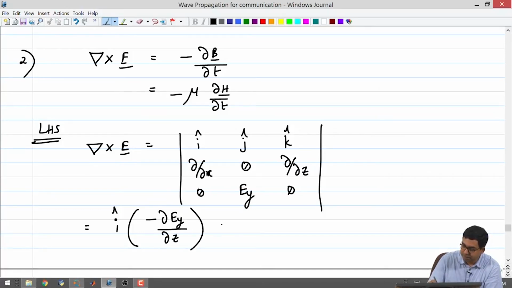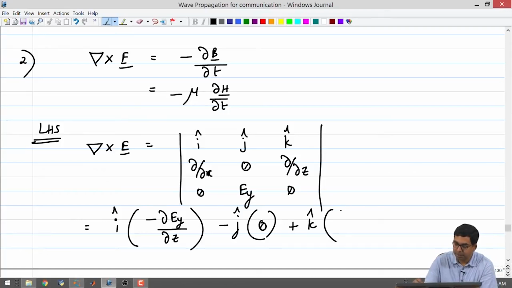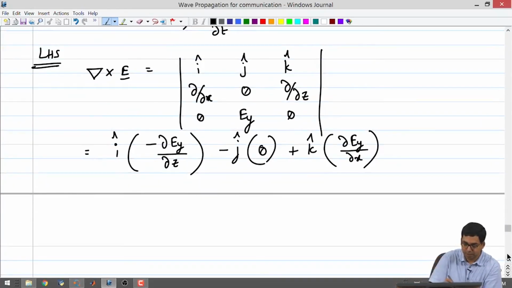Minus j times 0 plus k hat times ∂Ey/∂x. So, this is what I have for del cross E. Now, clearly it is having two unit vectors, i and k, which should give you an indication that the right hand side, which is a time derivative, should also have i and k. That means we are talking about Hx and Hz. So, we are on the correct path.